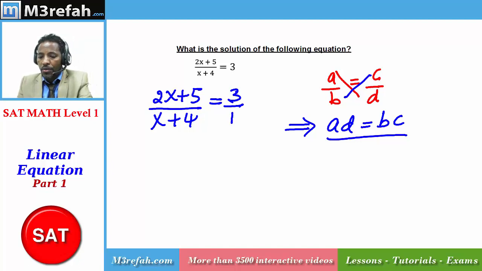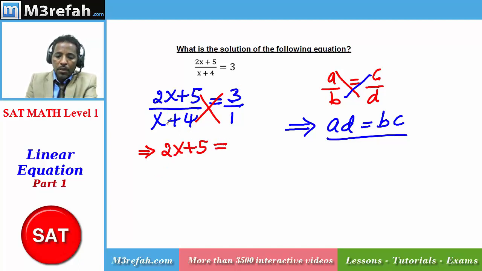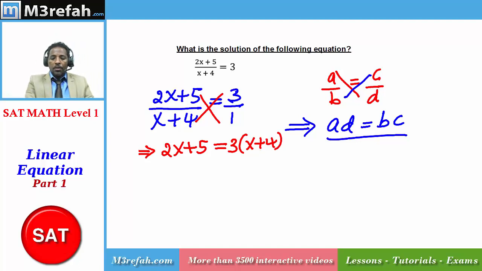Apply the same technique we used earlier in the example. So take the cross product. 2x plus 5 should be multiplied with 1. x plus 4 should be multiplied with 3. This will lead you to the next equation. 2x plus 5 multiplied with 1 is exactly 2x plus 5, equal to 3 multiplied with the denominator x plus 4. So 3 times (x plus 4). Now don't forget to distribute 3 over the two terms x and 4 and then collect like terms.